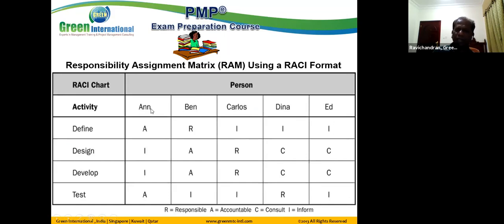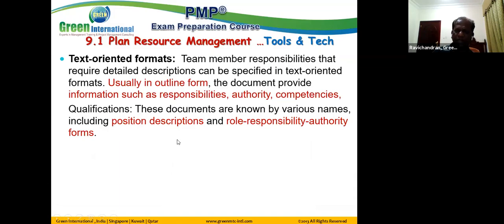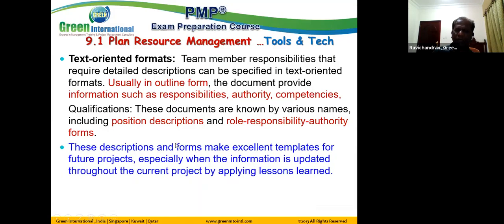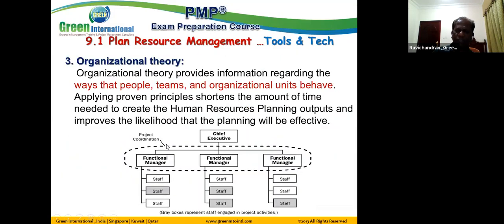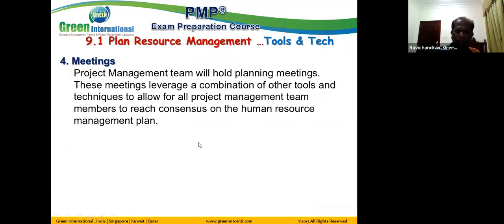Whereas when I look at Anne, what is his responsibility? In the define, he is accountable. In the design, he is to be informed. In the develop, he needs to be informed. In the test, he is accountable. So we can see the link between the people and the various activities they are involved in the project. That's a responsibility assignment matrix. Text-oriented format, detailed description of each position. Organizational theories, we know. Meetings, which is the planning meetings basically.